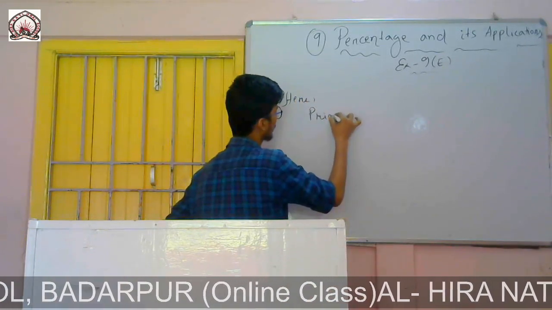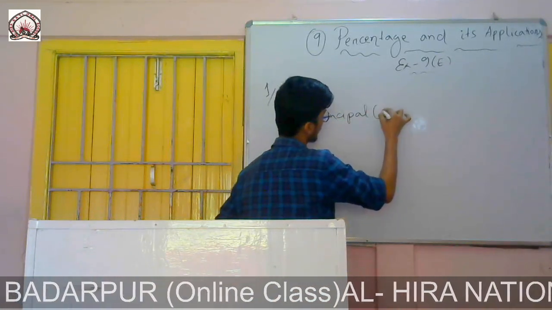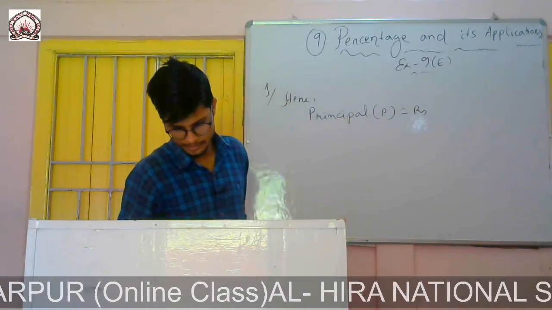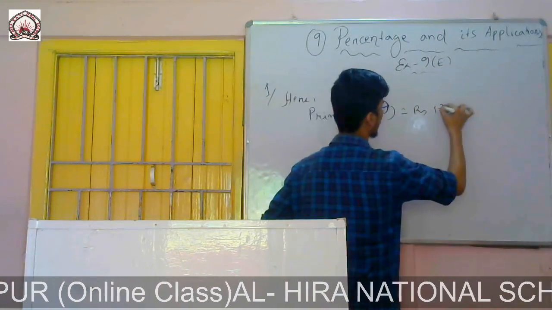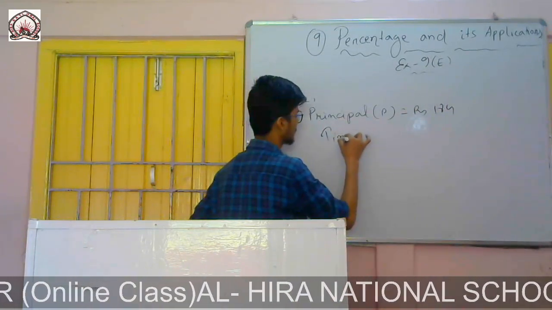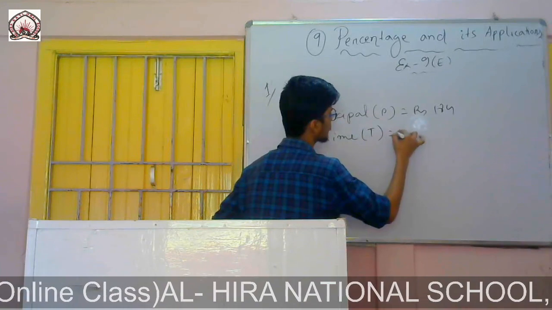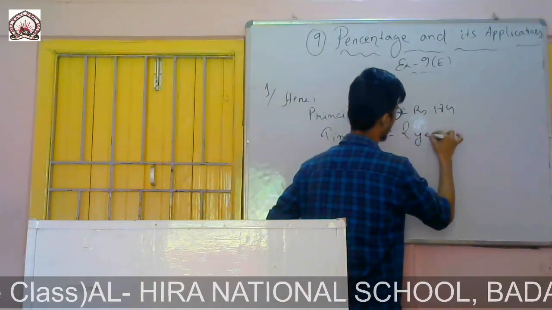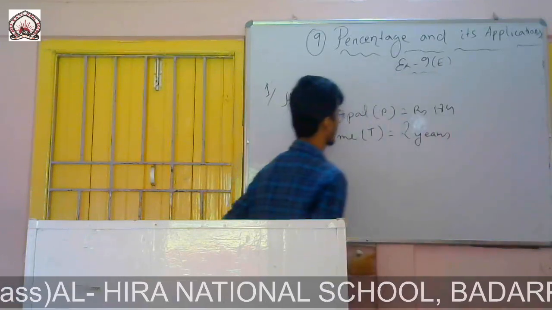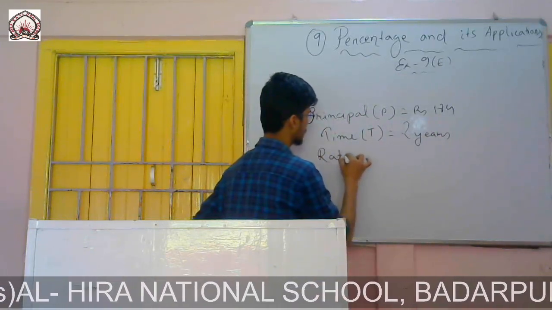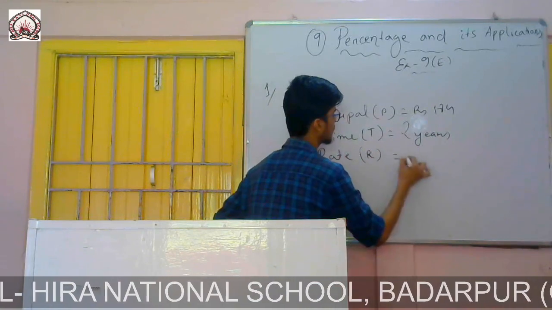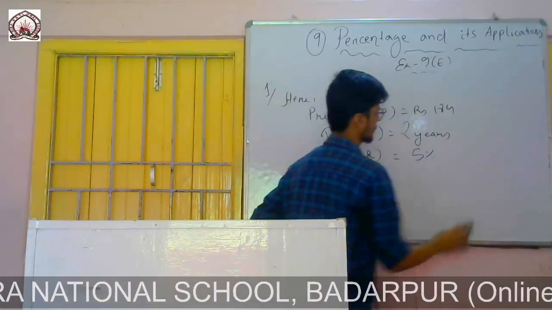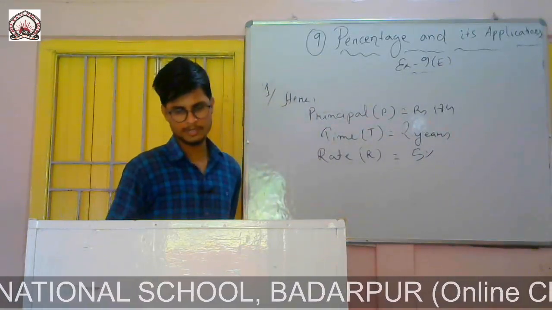Write here: principal P equals rupees 184. Time T is given as 2 years. And rate of interest R is given as 5%. So we know the formula.